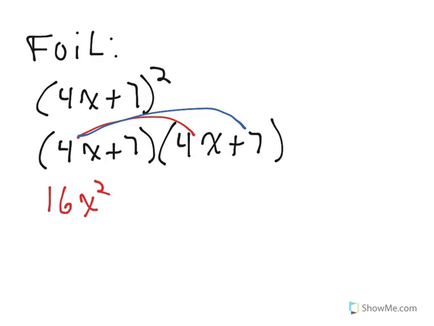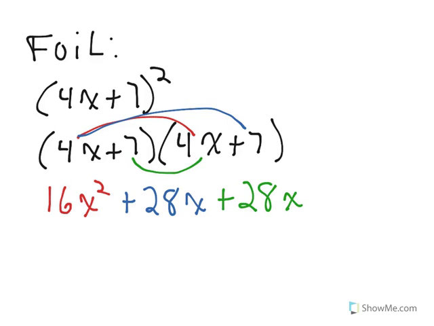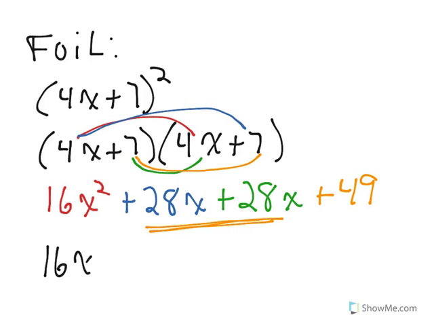4x times 7 is positive 28x. 7 times 4x is again positive 28x. And finally, 7 times 7 is a positive 49. We must combine our like terms in the middle, and this gives us 16x squared plus 56x plus 49.